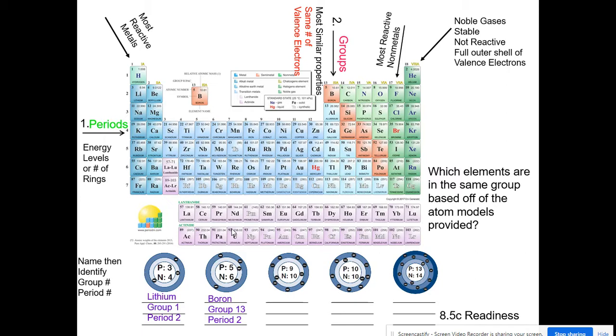Let's do another. Locate an element with 9 protons.